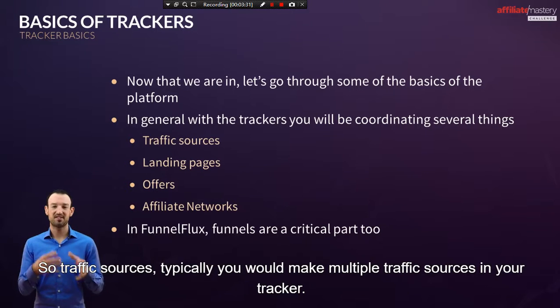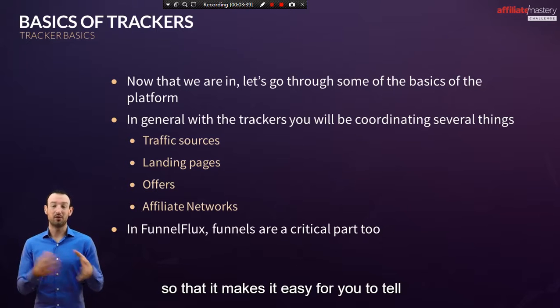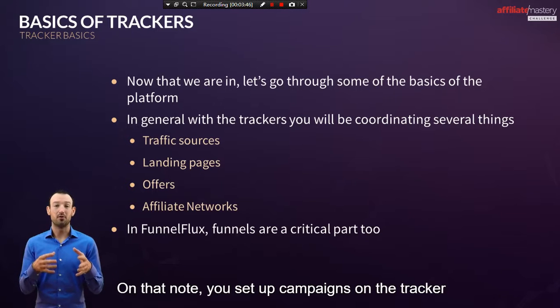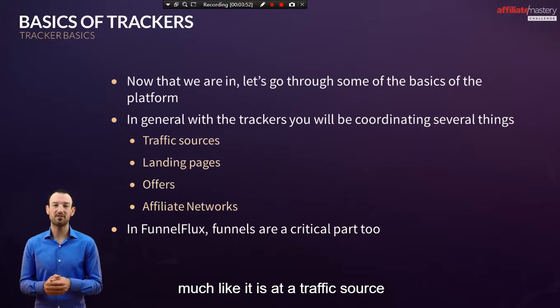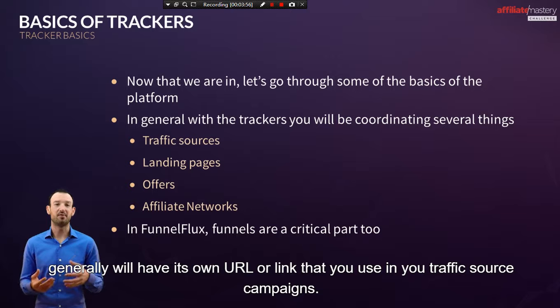So traffic sources, typically you would make multiple traffic sources in your tracker. The reason you do this is just to categorize things so that it makes it easy for you to tell which traffic source is sending you what traffic, and you use different links for each. On that note, you set up campaigns in a tracker, and it's up to you how you actually split these up, much like at a traffic source, but you'll make multiple campaigns as well, and each of those campaigns generally will have its own URL or link that you use in your traffic source campaigns.